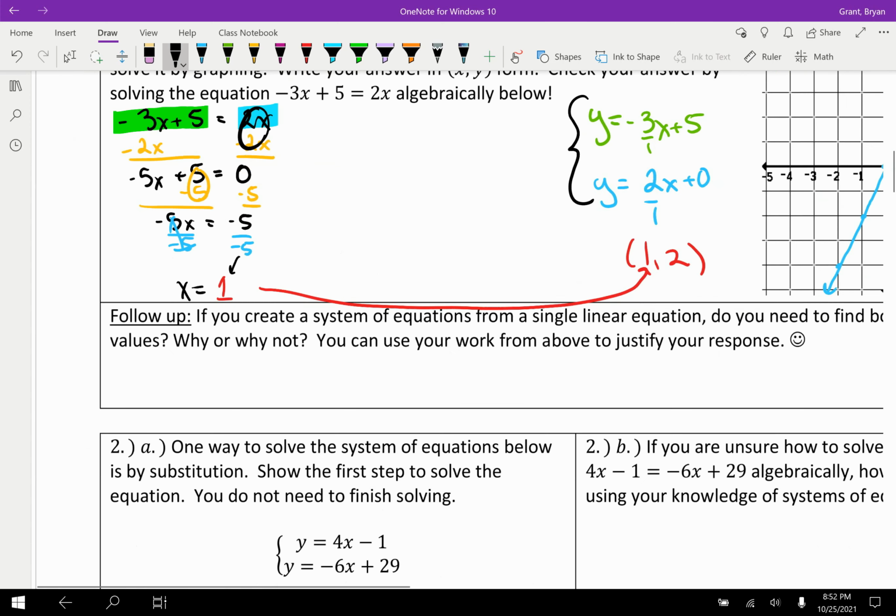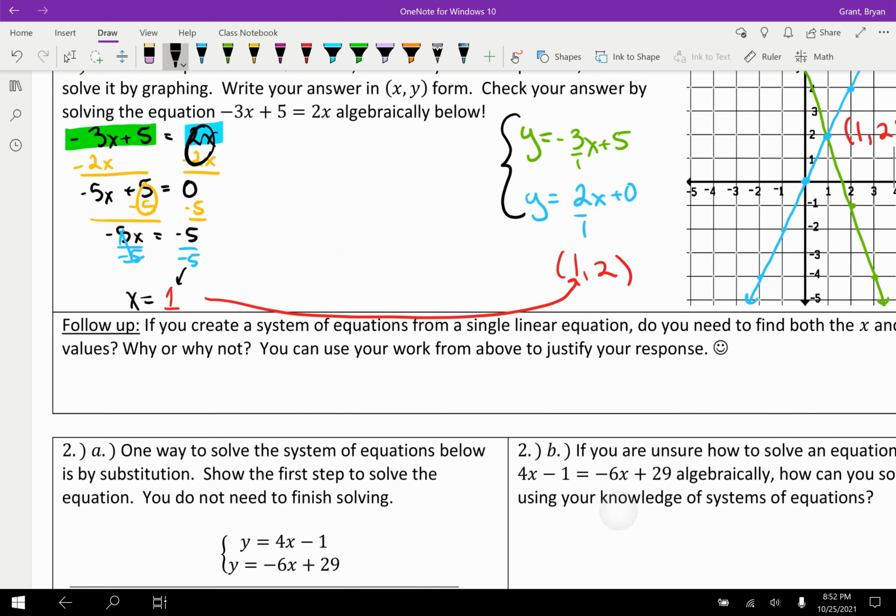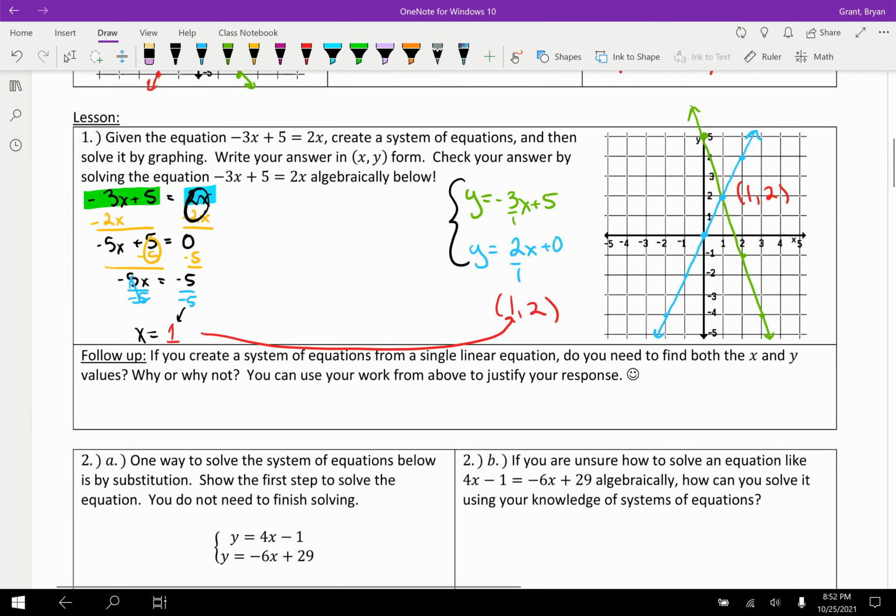All right, just a friendly reminder, if you do create a system of equations like I did over here in the blue and the green from a single linear equation, that's this guy, do you need to find both the x and the y of the intersection? And the answer is no. We only need the input, or in this case, that's called the x value.